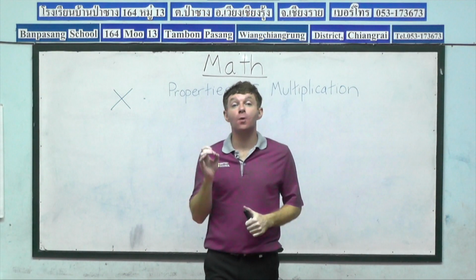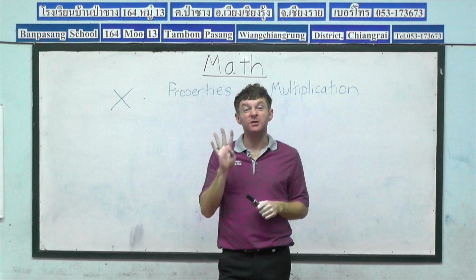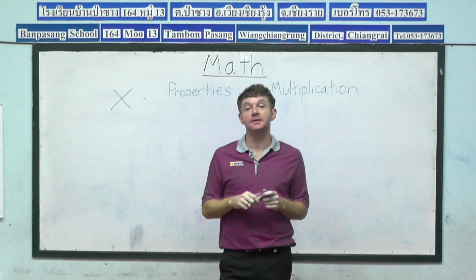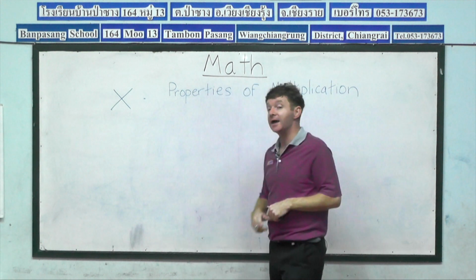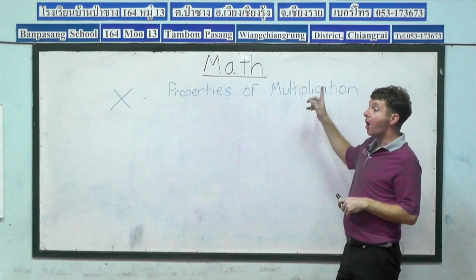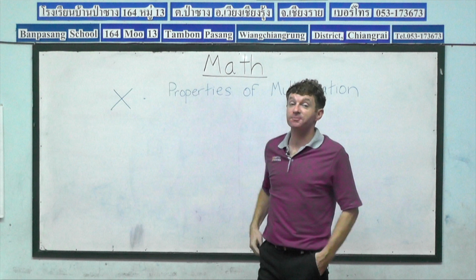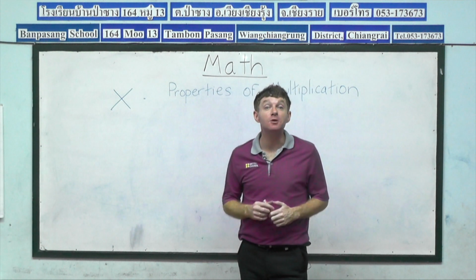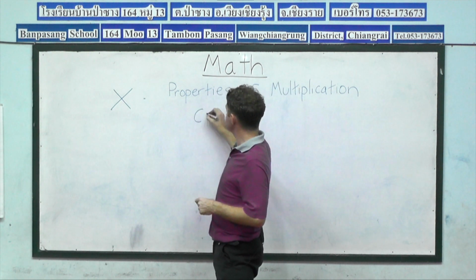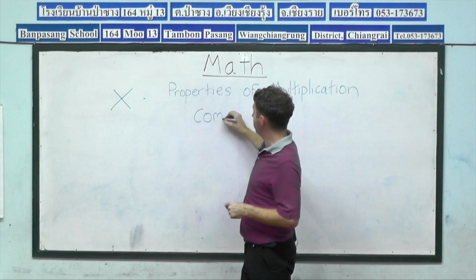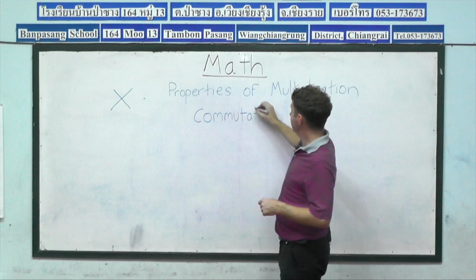So now we're going to do a board exercise where we will learn how to do multiplication problems using the 4 different properties that we've seen in the PowerPoint video. So first of all, we'll go through our different, ready guys, properties of multiplication. Okay, and the first property that we're going to look at, commutative. Okay, so property number 1, commutative. C-O-M-M-U-T-A-T-I-V-E.